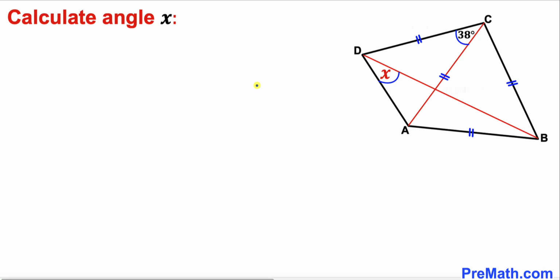Welcome to PreMath. In this video, we have got this quadrilateral ABCD such that this angle ACD is 38 degrees, and now we are going to calculate this angle X. Moreover, these side lengths are equal in length.